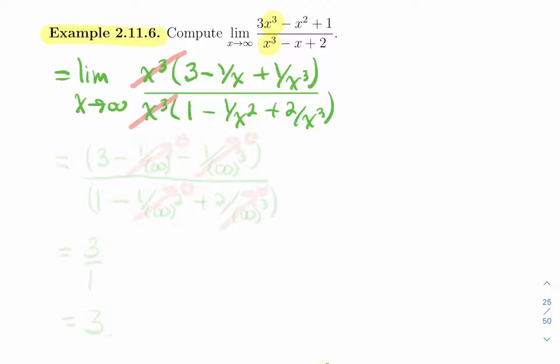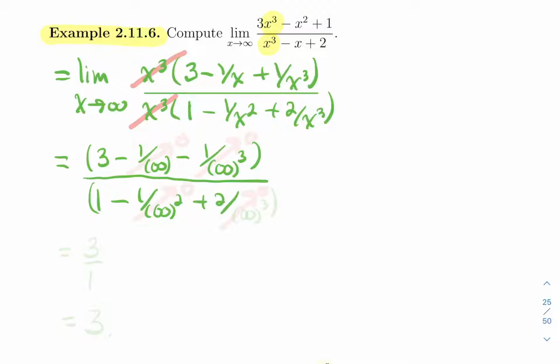So now we can start the evaluation process. So you get 3 minus 1 over infinity minus 1 over infinity cubed, all that over 1 minus 1 over infinity squared plus 2 over infinity cubed. And here you can cut the crap. Any fraction with infinity under it will go to 0. You don't need to square and then do division. You know where this is going. So this is 3 over 1, and this is just 3 at the end.